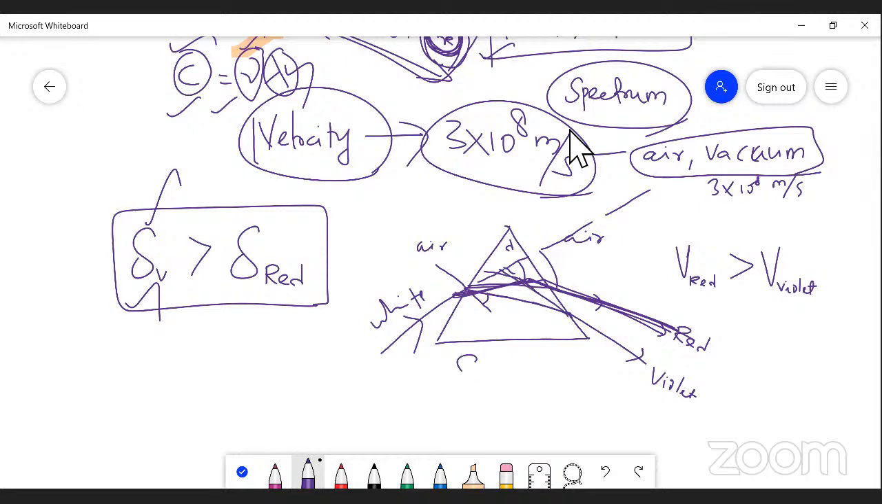Why is the deviation angle of violet maximum? The velocity of violet color in a medium is less compared to red color. Red color has the maximum velocity, so it travels fast from denser to rarer and rarer to denser. Velocity is maximum, that's why the deviation is minimum. So the deviation is maximum for violet color because its velocity is minimum compared to red.